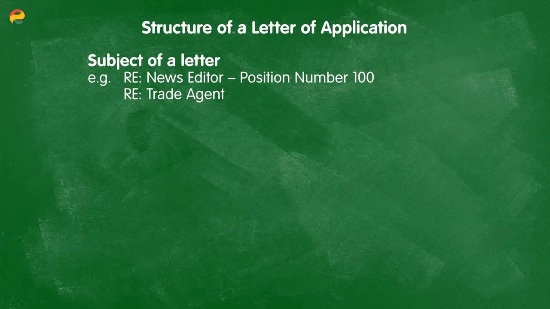Now, let's move on to the structure of the letter of application. It's the same as a formal letter, and it has the following components. First, we have the subject of a letter. Write the abbreviation RE with a colon after it, and that colon is crucial, and state the position title and the position reference number if it is available. For example, RE: News Editor, position number 100, or RE: Trade Agent.